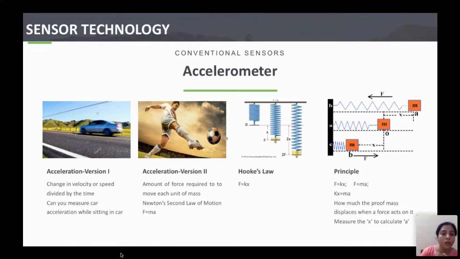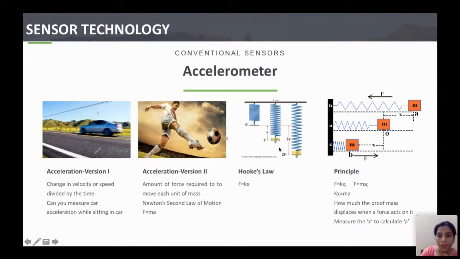Now, this is not the way an accelerometer measures the acceleration. It is rather based on Newton's second law of motion, which says that if you can measure the amount of force required to move a unit mass, so force is equal to mass into acceleration, based upon that, then you can measure the acceleration.